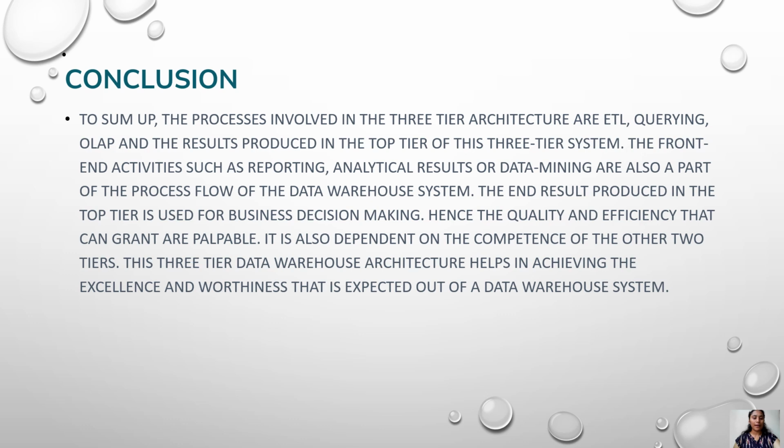Here I am going to conclude by summing up the process involved in the three-tier architecture, querying OLAP, and the results processed in the top tier of the three-tier system. The front-end activities such as reporting, analytical results, or data mining are also a part of the process flow of the data warehouse system. The end results processed in the top tier are used for business decision making. Hence, the quality and efficiency also depend on the components of the other two tiers. This three-tier architecture helps in achieving the excellence and worthiness that is expected out of a data warehouse system.